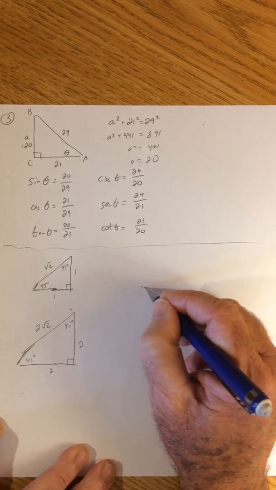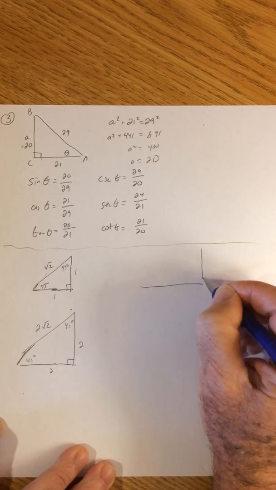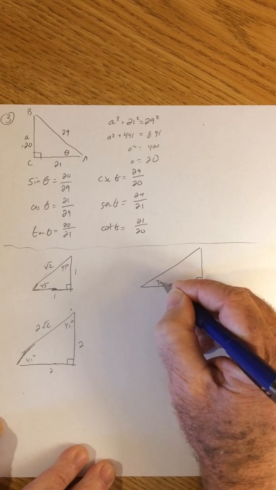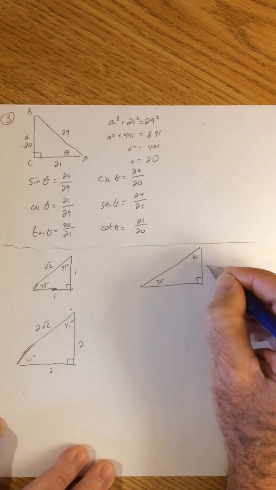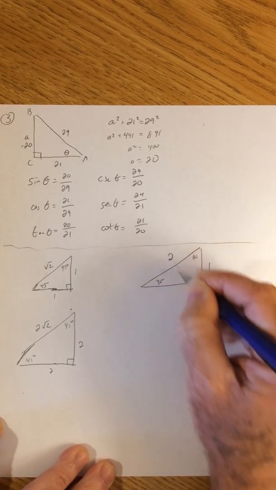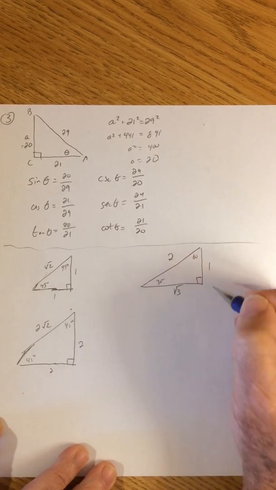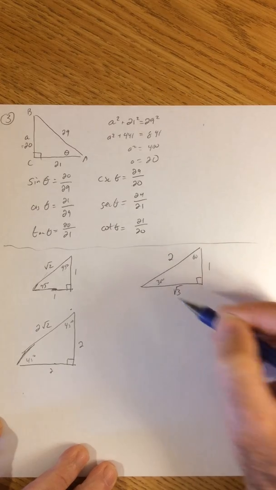The other one is the 30, 60, 90 triangle. In the 30, 60, 90 triangle, the smaller angle is 30, the larger is 60, and it has sides of 1, 2, square root of 3. The 1 is opposite the 30, the 2 is the hypotenuse, and the square root of 3 is the other.